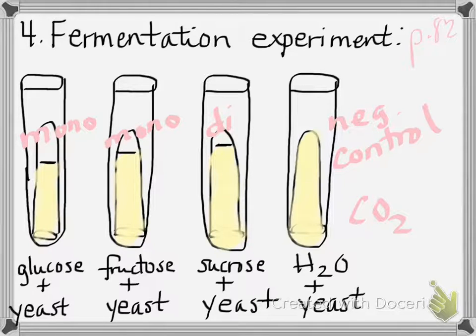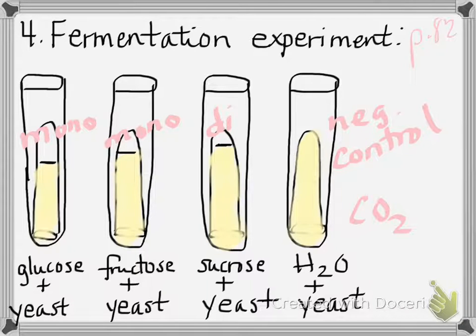Okay, our data is on page 82. Tube number 1 was glucose and yeast. Tube number 2 was fructose and yeast. Tube number 3 was sucrose and yeast. Tube number 4 was our negative control, no sugar. Instead, we used water and yeast.